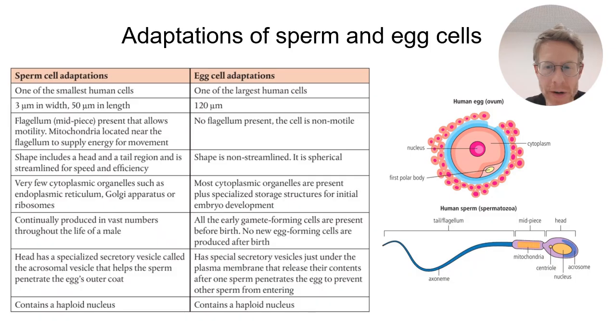And they have a very specialized vesicle called an acrosome at the front, which releases an enzyme that helps to break through the outer layer of the egg cell and get into the egg. The egg cell is very large. It's not motile. It's a big spherical structure. And it basically contains all the nutrition necessary to initiate embryo development in the very early stages.